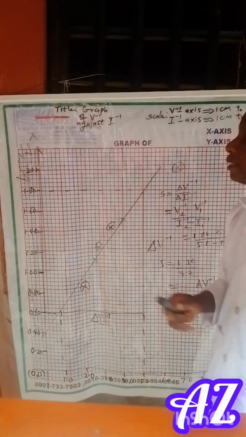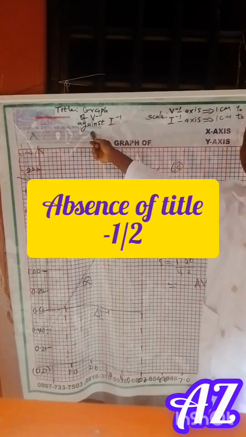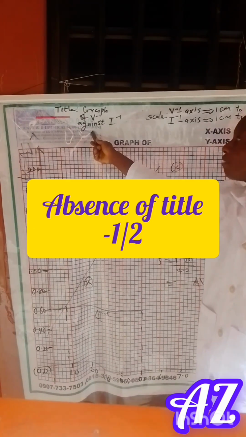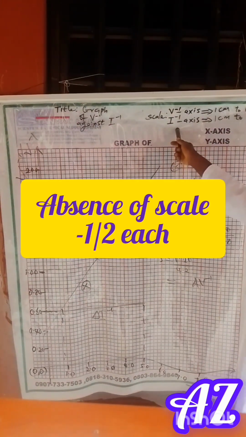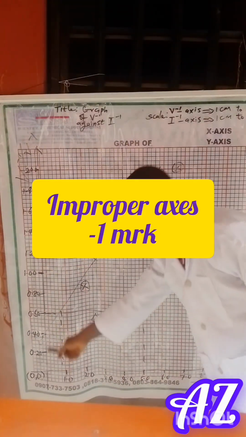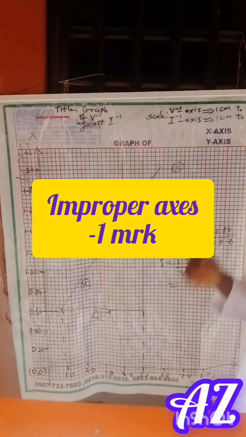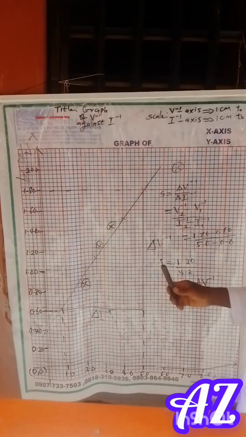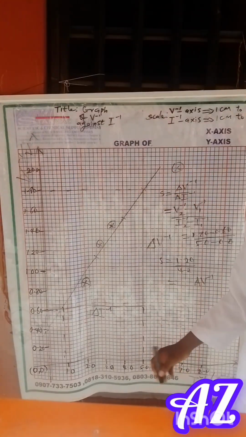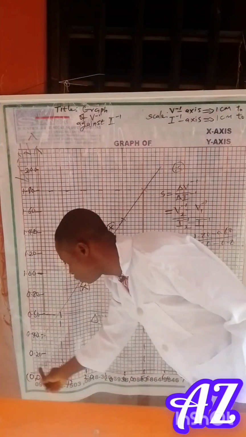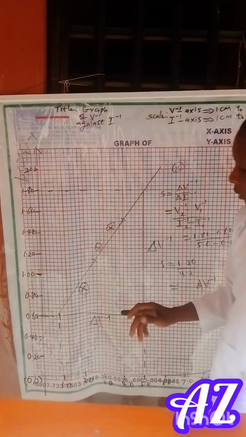Now let's look at the graph, which is another very important area where you can score high. One of the mistakes is not tightening your graph. That's -1/2. Not writing your scale is another -1/2. Not properly drawing your axis is another -1/2. You don't draw it properly and you didn't put an arrowhead. Indicating the origin alone is also -1/2.